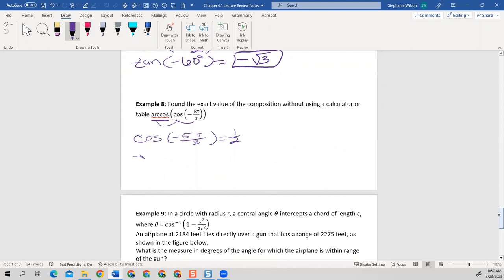And now I'm going to take the cosine inverse of that 1/2 and plug it in, or go to the unit circle, and we know we get pi thirds, and that's our answer.